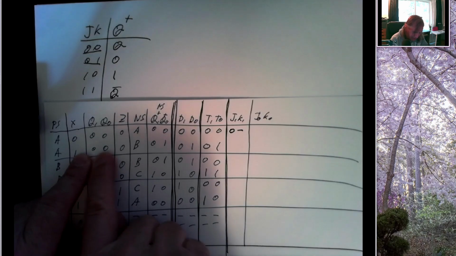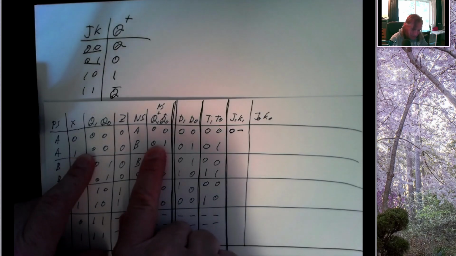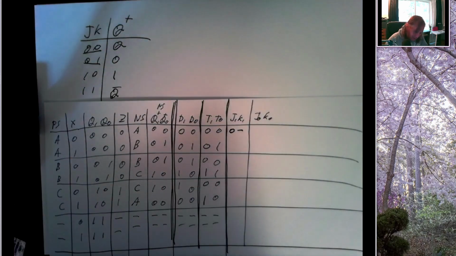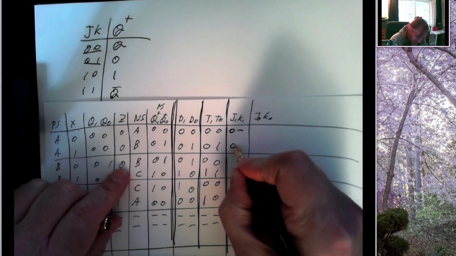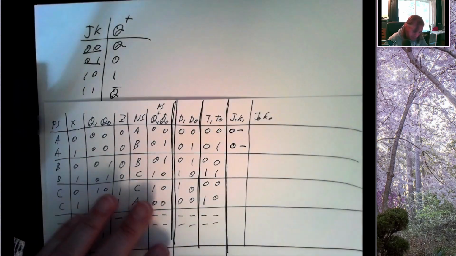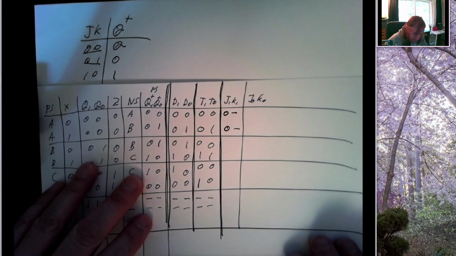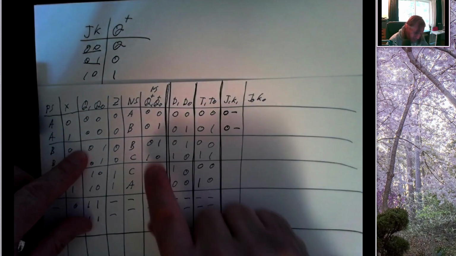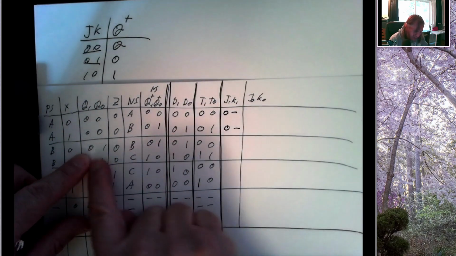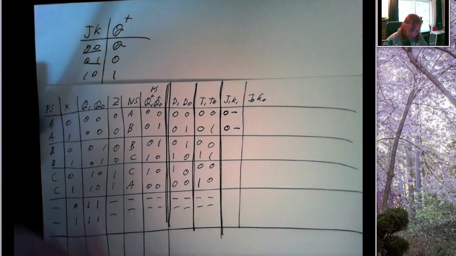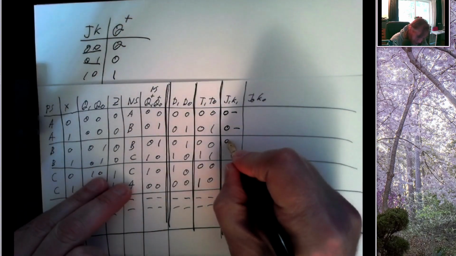And the same thing in this second row. We currently have a 0. We want the output to become a 0. We can set JK to be 0 and don't care. And the same thing in this third row, currently a 0, we want the output to be a 0, that's a 0 and a don't care.